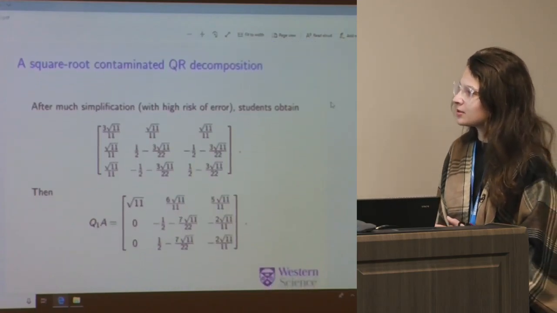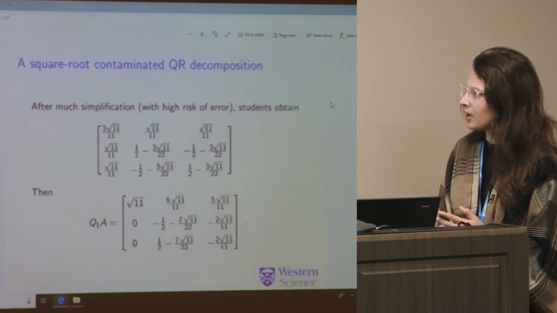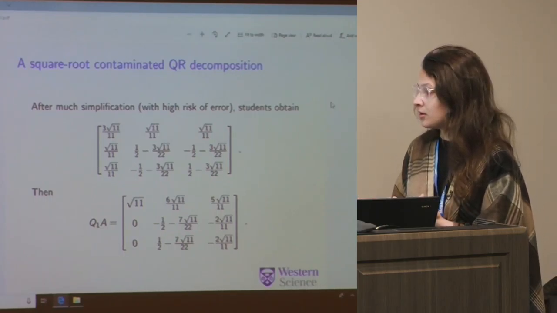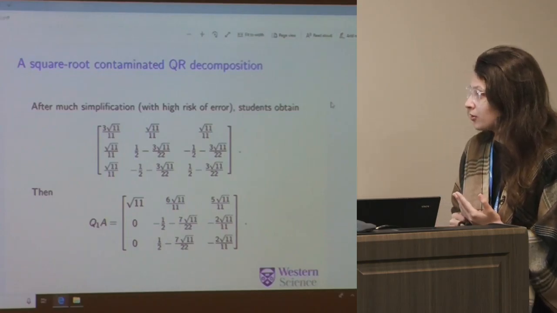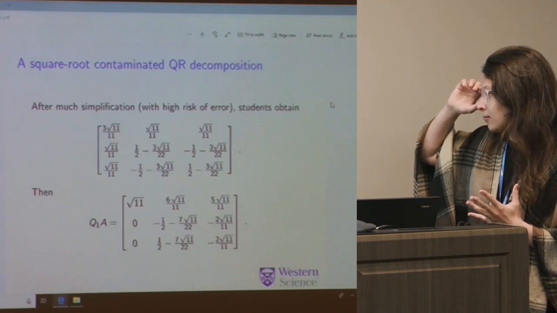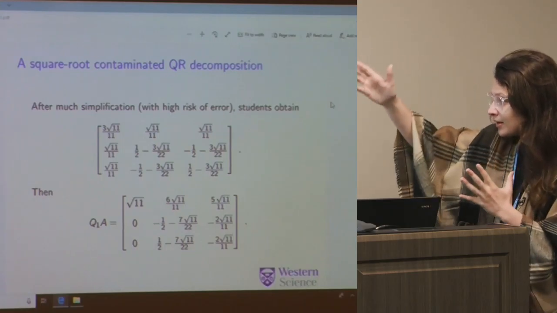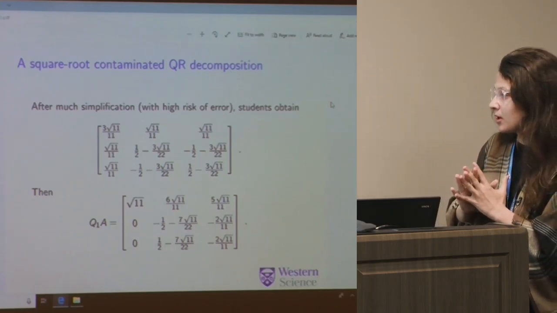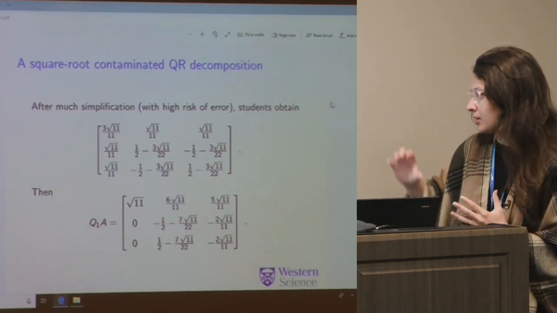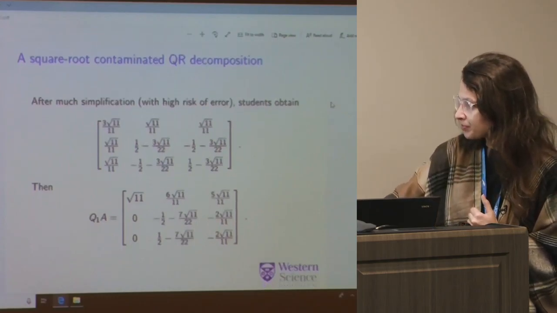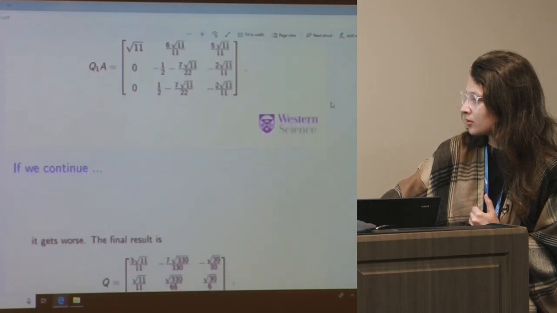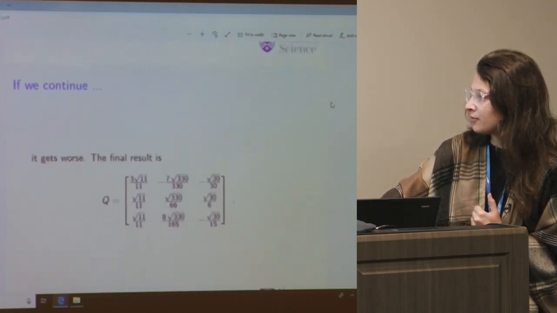So that's what you get when you simplify. And if you do it by hand, you can see it's a lot of work. So students would obtain that first one for the operator. And when you apply the operator to the matrix, you have to perform all the operations and get the bottom one. And then keep going until you get the final result.